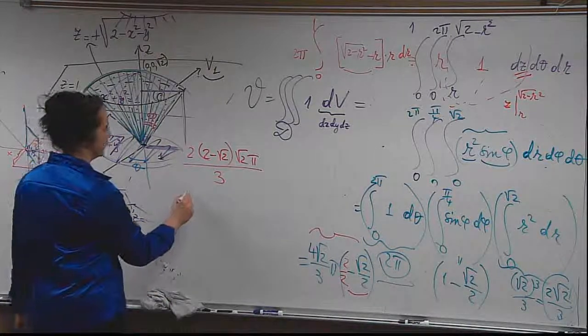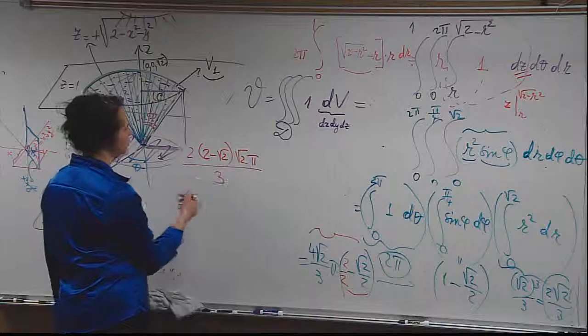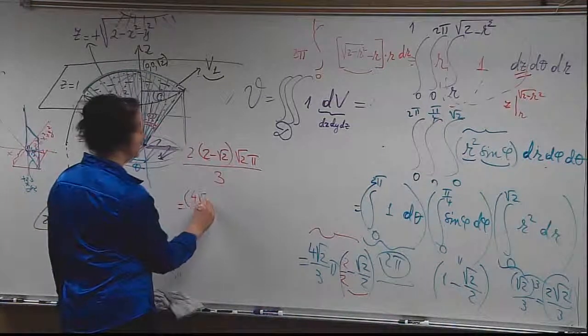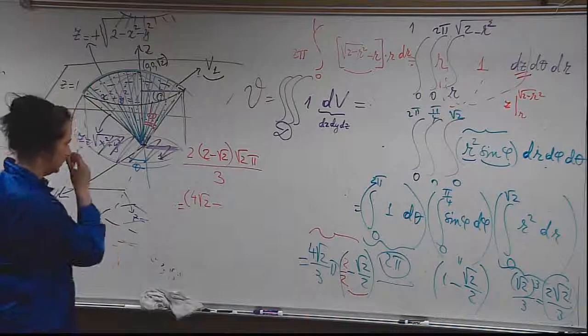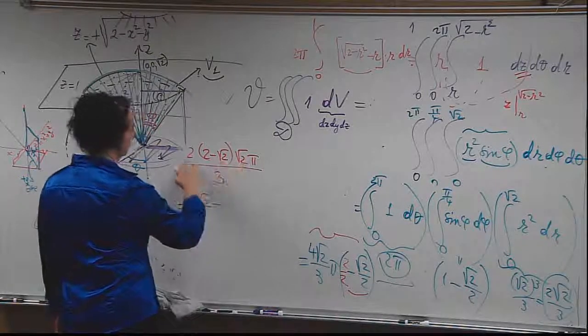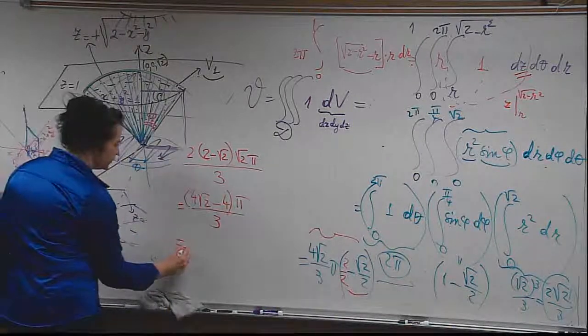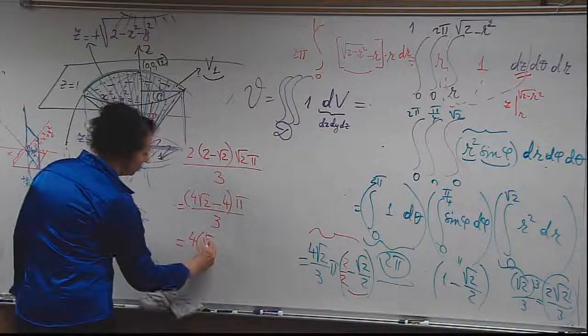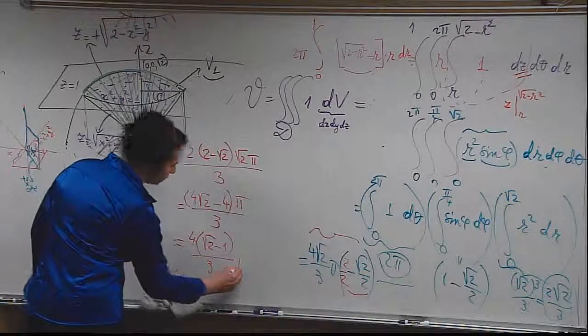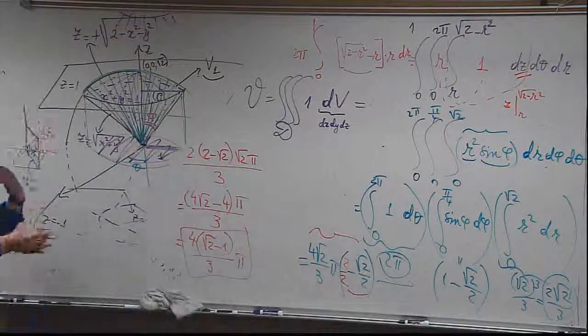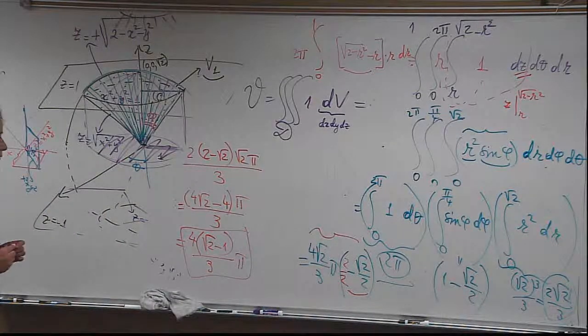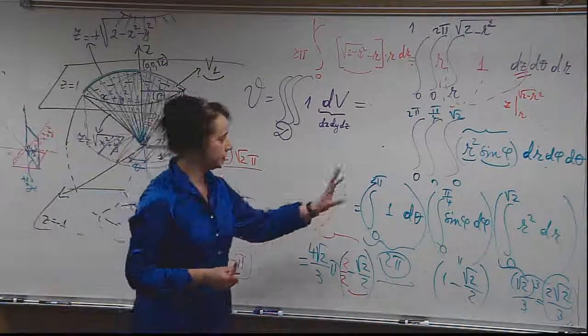4 minus 2 root 2 times root 2. I can even pull the root 2 inside. So I go 4 root 2 minus what? Minus 4, because this times 2 is 2, times 2 is 4, pi over 3. Do you like it? Still I don't, because I'm stubborn. 4 root 2 minus 1 over 3 is the most beautiful form. So I'll try to brush it up and put it in the most elegant form. It doesn't matter. If you were to give me a correct answer in any form, it will be okay.